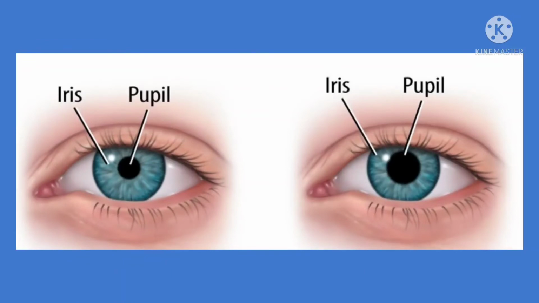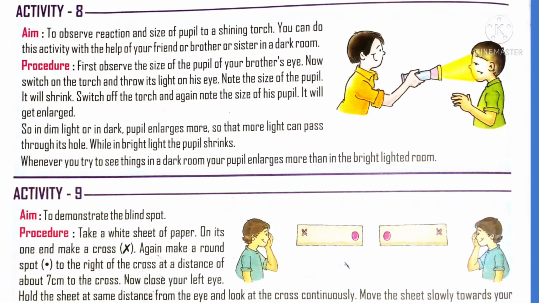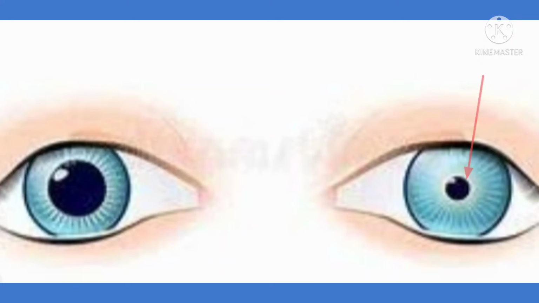Today, activity 8 is to see why our pupil size decreases or increases after seeing dim and bright light. Here your friend is putting a torch light on your eye. What will happen? Your pupil size will shrink, that is, the size of the pupil will decrease in order to control the amount of light, because more light is entering our pupil. In order to regulate the amount of light, the pupil size shrinks.